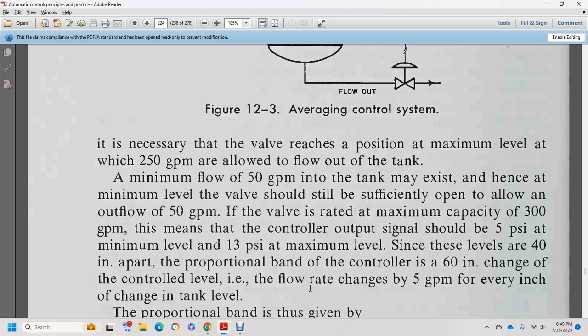This means the control output signal should be at least 5 psi at the minimum level and 13 psi at the maximum level. Since the levels are 40 inches apart, the proportional band of the controller is 60 inches of the controlled level. The flow rate changes by 5 gallons per minute for every inch of change in the tank level.